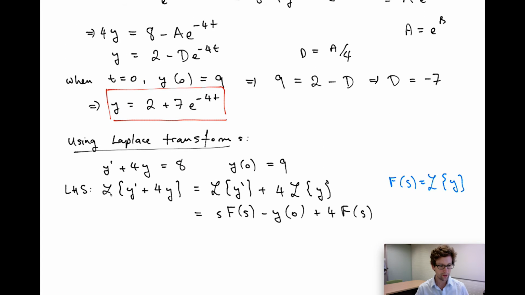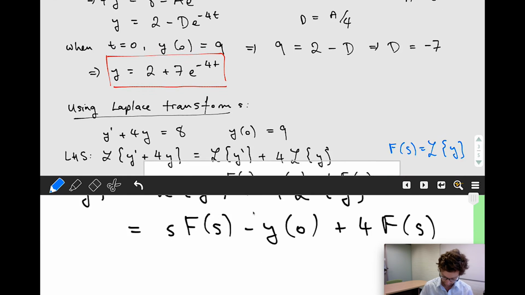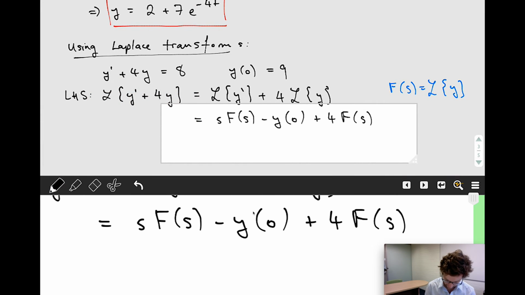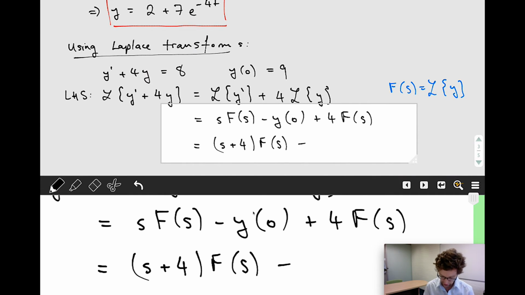So you can see here that what I've done is I've turned my left-hand side from a differential equation into an equation involving s's, the initial conditions, and my unknown Laplace transform, big F of s. I'm going to tidy that up slightly. Let's take out the common factor of big F of s. That gives me s plus 4 times big F of s. And let's insert our initial condition, y at 0 is equal to 9.